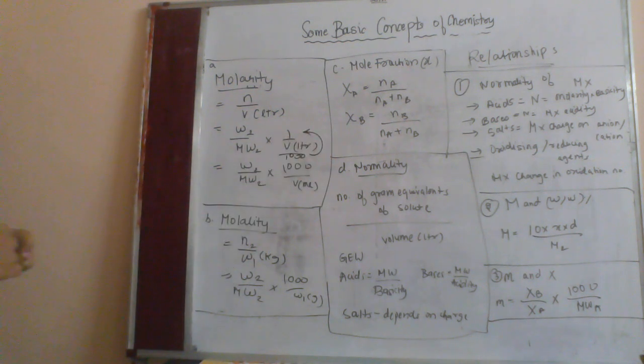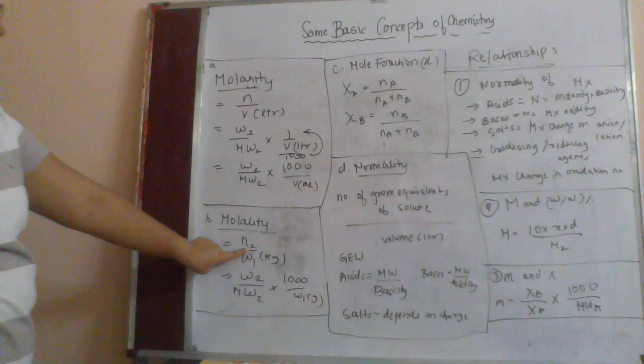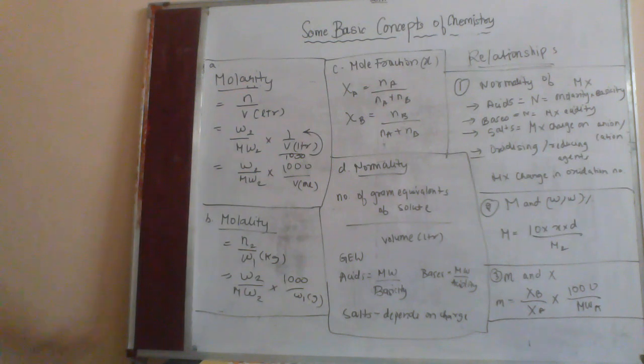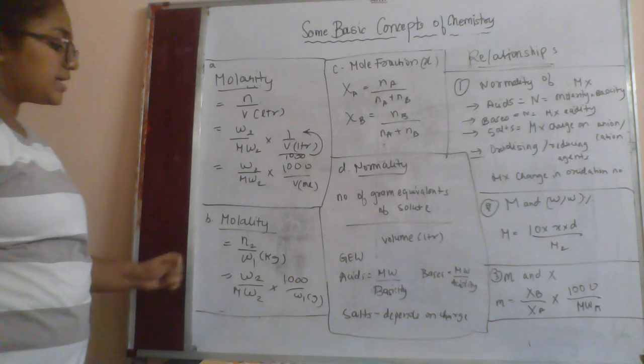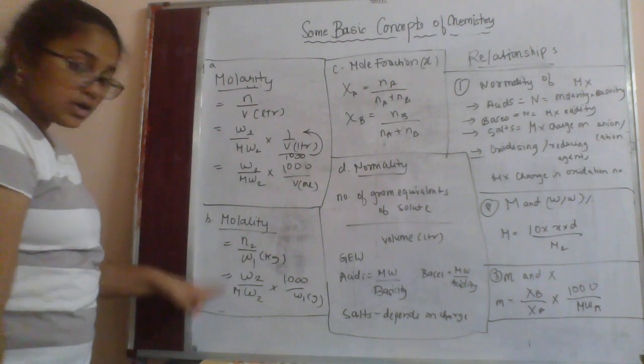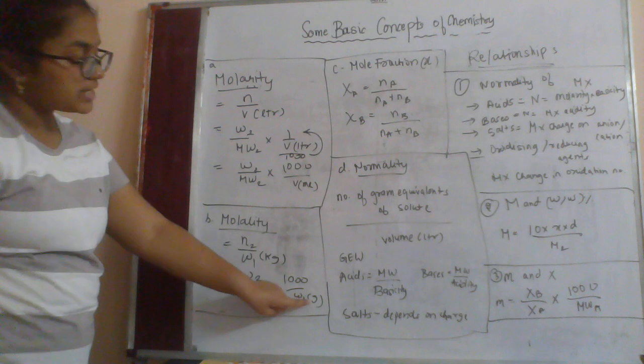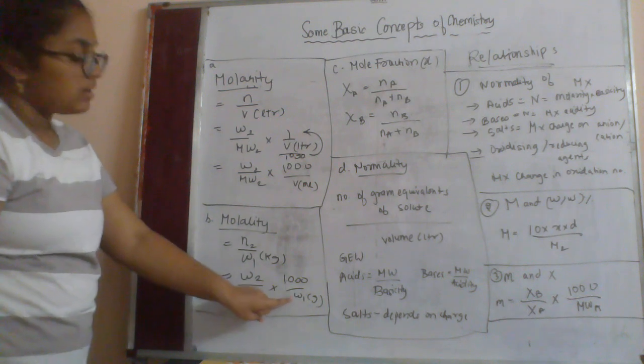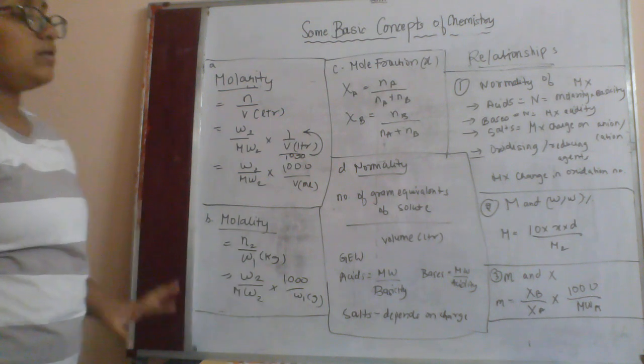Now coming to molality. Molality means what? It is the number of moles of solute, which is again N2, divided by W1, that is the weight of solvent in kg. So it is W2 by MW2, that is given weight of solute divided by molecular weight of solute, into 1000, because I took it in grams, divided by the given weight of solvent.